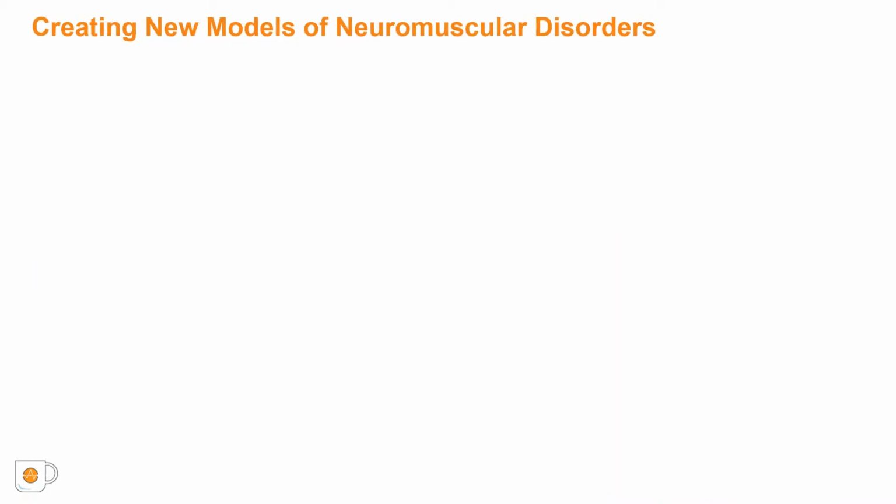To create new models of neuromuscular disorders, our lab has utilized patient-specific induced pluripotent stem cells, or iPSCs. To narrow the scope of this talk, I'll focus on ALS as a representative model, although you'll see that the experiments performed can be applicable to a wide range of neuromuscular disorders.